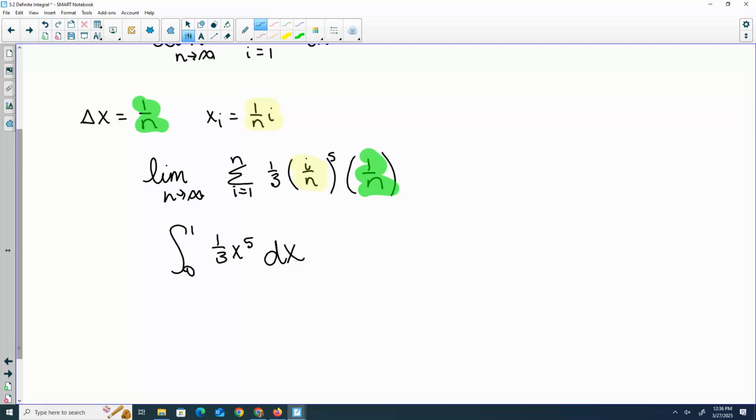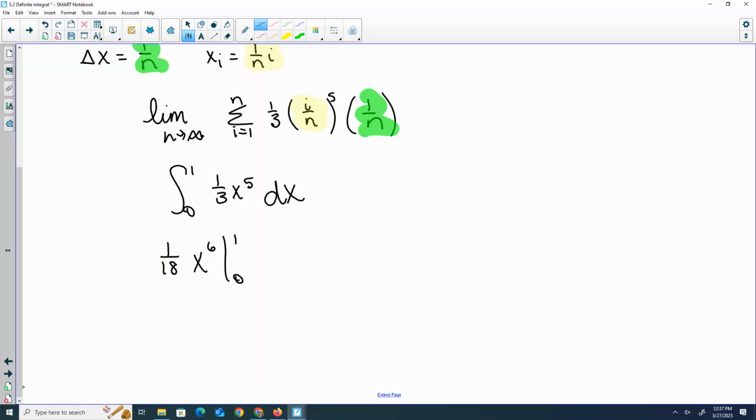So can we do the antiderivative of that? Add 1 to your power. So you need a 1/6 in front times our 1/3, from 0 to 1. I'm going to pull my 1/18 out, so then I have 1/6 minus 0, which is 1. You get 1 over 18 times 1, or 1 over 18.